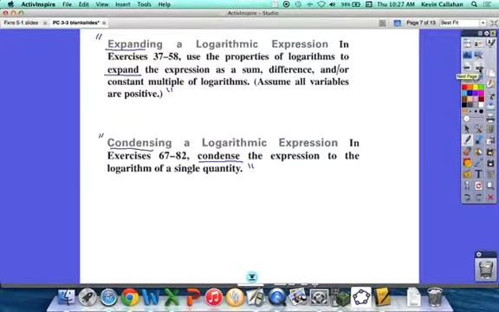Now, when you look in the homework, although the directions use the word expand and the word condense, sometimes people get confused over what they're being asked to do. Just keep in mind, your homework problems come from these sections, and these are the directions. Use the properties of logarithms to expand the expression as a sum, difference, and/or constant multiple of logarithms. In the end, it's just what we're going to show in a second about expanding. That's all you're being asked to do. Or in condensing, condense the expression to the logarithm of a single quantity. But in the end, condense, expand. Don't be confused with directions.